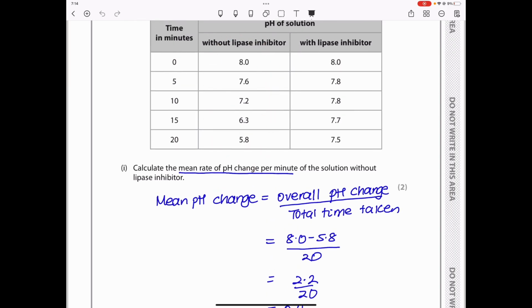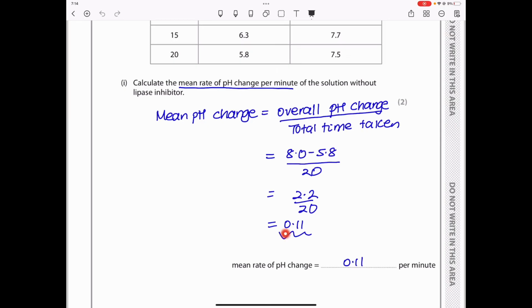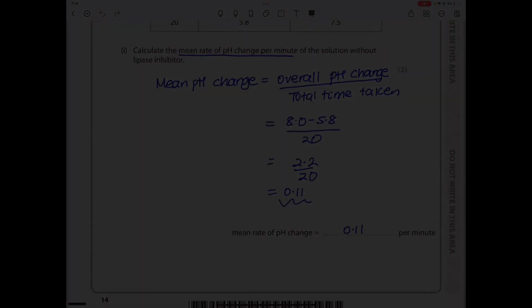So here we have the starting pH and the final pH. So the change in pH is going to be 8.0 minus 5.8 divided by 20 because of the overall time. And again, remember they asked you for rate. Rate is any specific change divided by time. So since the time was 20 minutes, we divide by 20, and in the end we get 0.11. So the mean rate of pH change was 0.11 per minute.